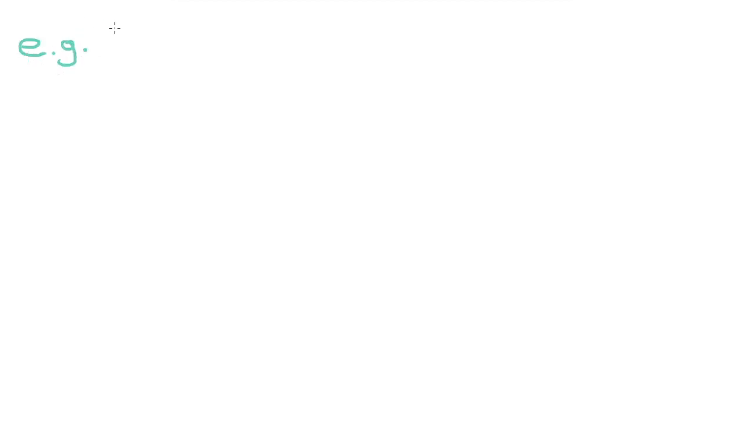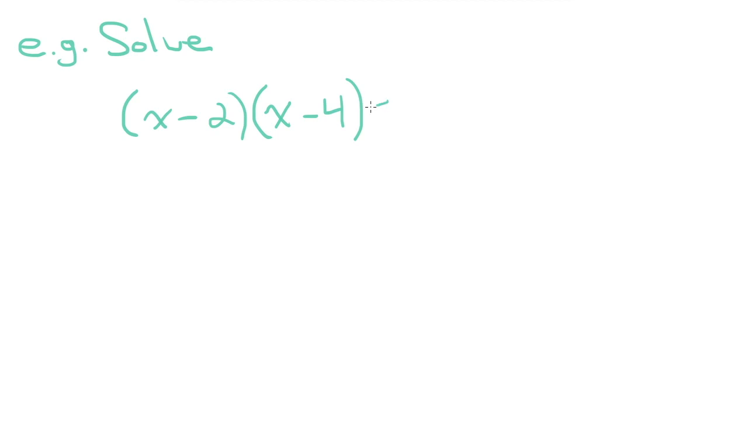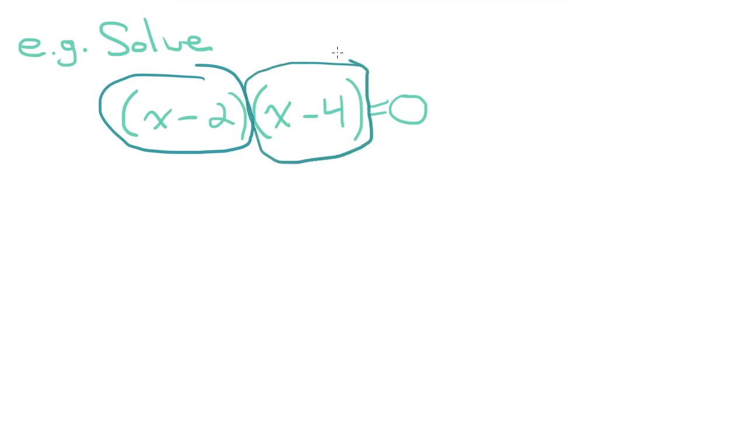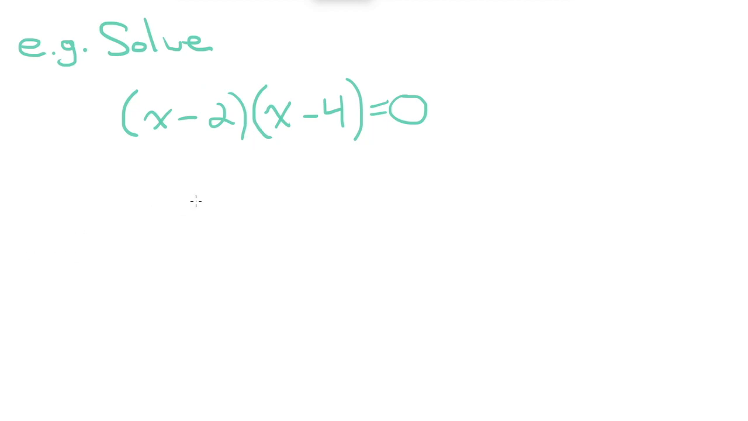And basically, what the instructions are always going to be is to solve. So I'll solve. And I'm going to start off nice and easy. I'm going to do like (x - 2)(x - 4) = 0. So all we know right now is that either this bracket has to equal 0 or this bracket has to equal 0, but we don't know which one it is. So we have to use the zero product property and just solve each one.